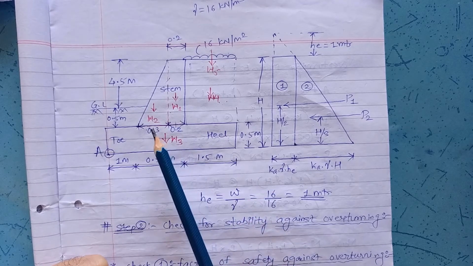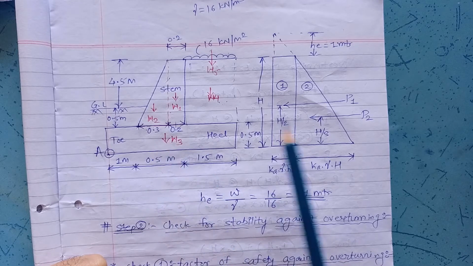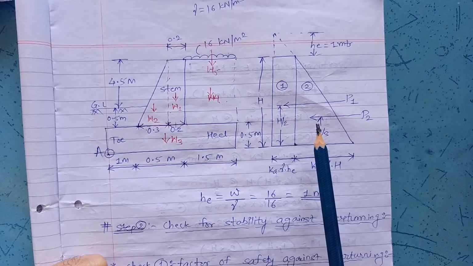In this way you are supposed to draw the diagram after preliminary dimensions have been finalized, and this diagram should be drawn with the pressure diagram due to the backfill condition.